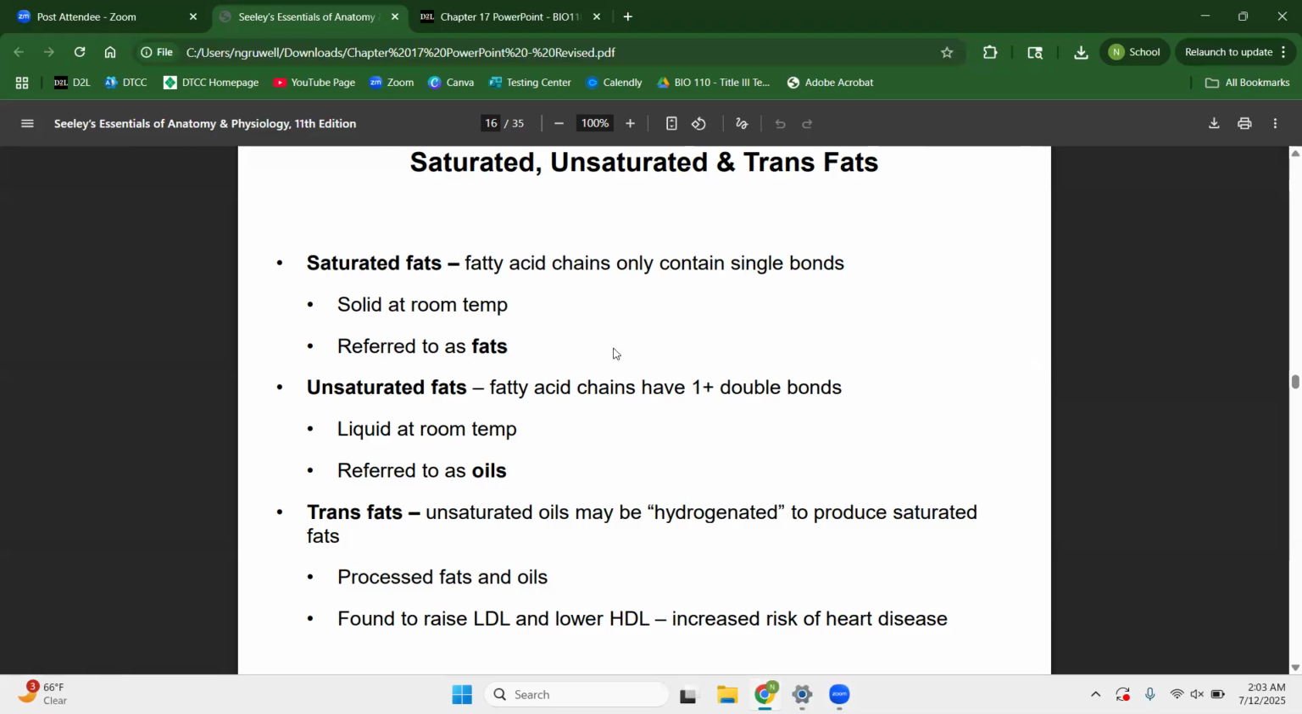Our unsaturated fats are unsaturated because they have at least one double bond. And so these are going to be liquid at room temperature, and this is primarily going to be our oils.